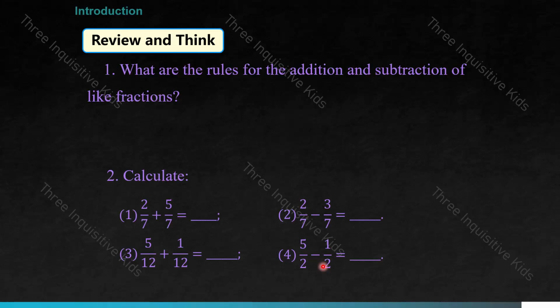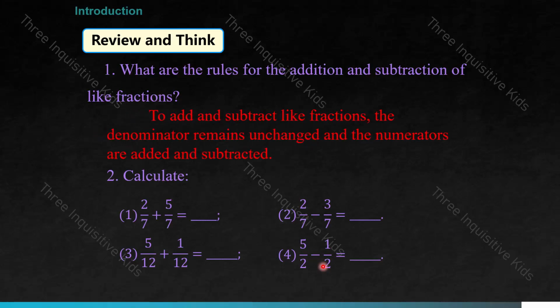Well, for review, what are the rules? To add and subtract like fractions, the denominator remains unchanged and the numerators are added and subtracted. This is what we learned when we were just beginning to know how to add and subtract fractions. And in this case, like fractions, that means the denominator is already the same and we could just go ahead and add or subtract. So we keep the denominator and we do the operation with the numerators.